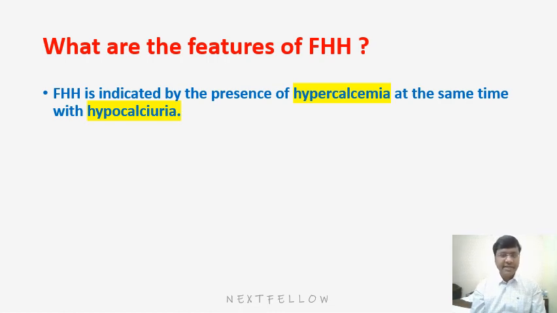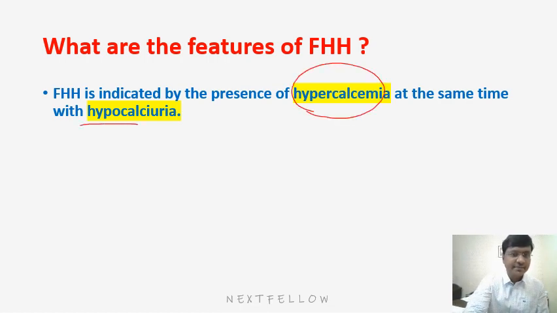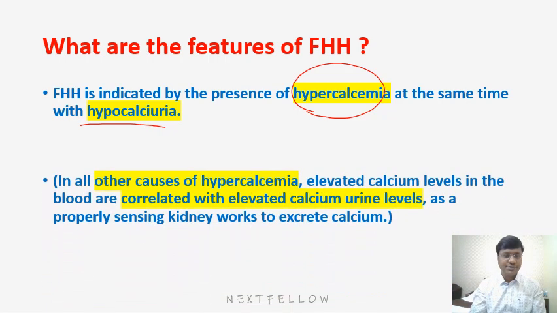Now, what are the features of familial hypocalciuric hypercalcemia? It is indicated by the presence of hypercalcemia at the same time with hypocalciuria, right? In all other causes of hypercalcemia, what did I tell you just now? Elevated calcium levels in the blood correlated with elevated calcium levels in the urine. But this is the exception here, okay?